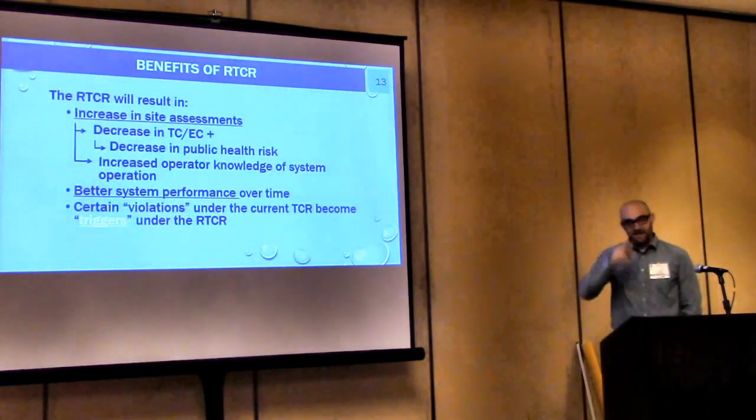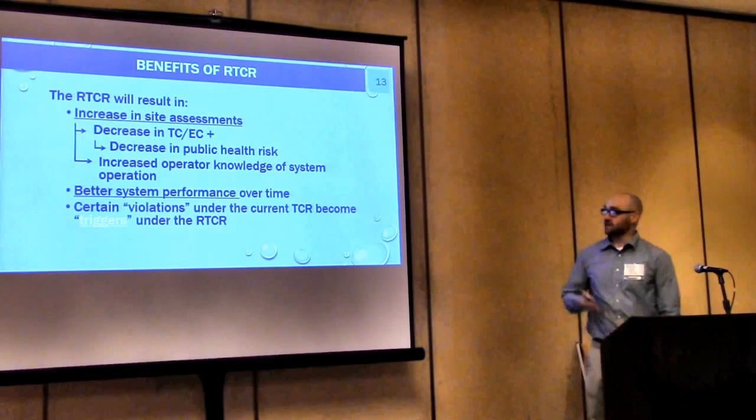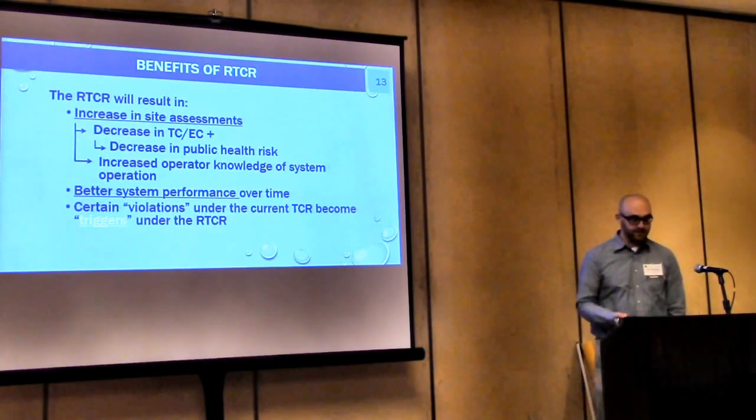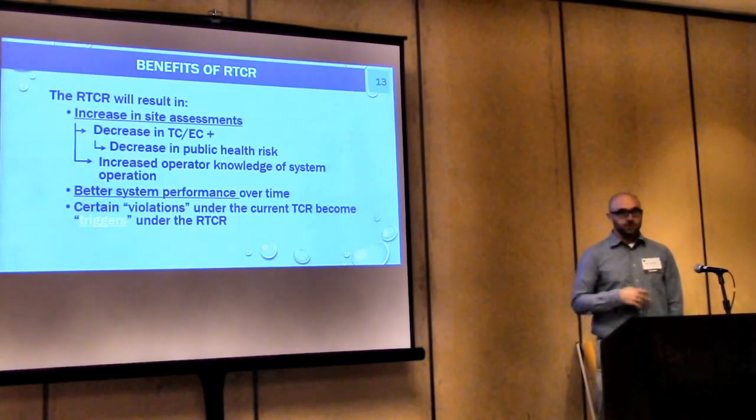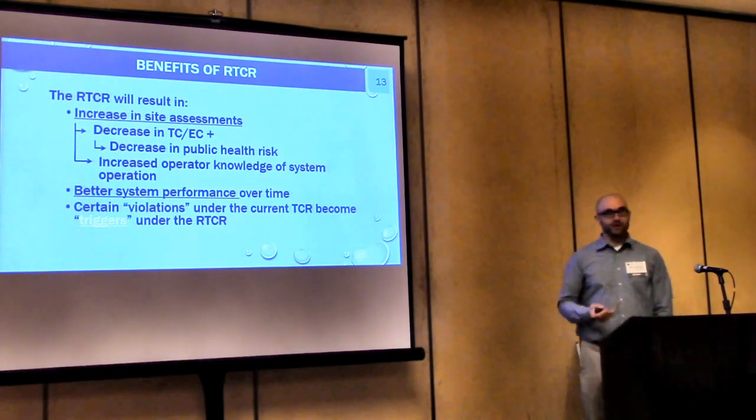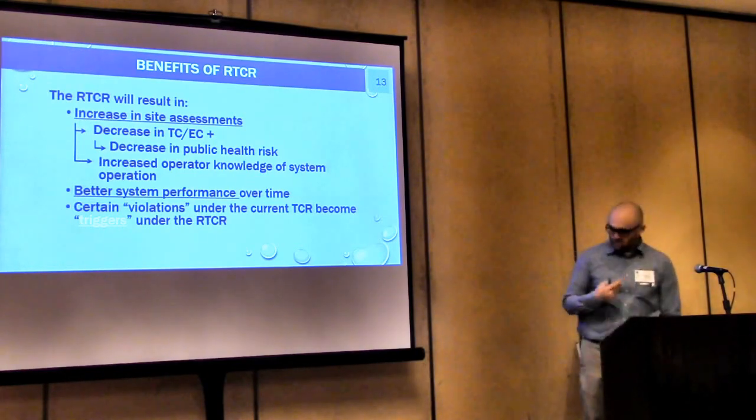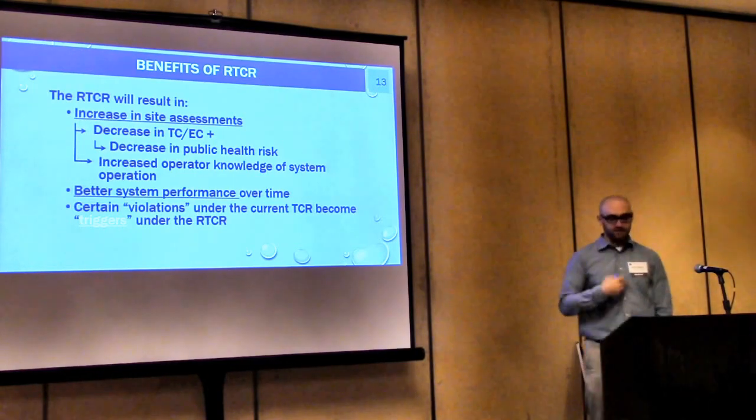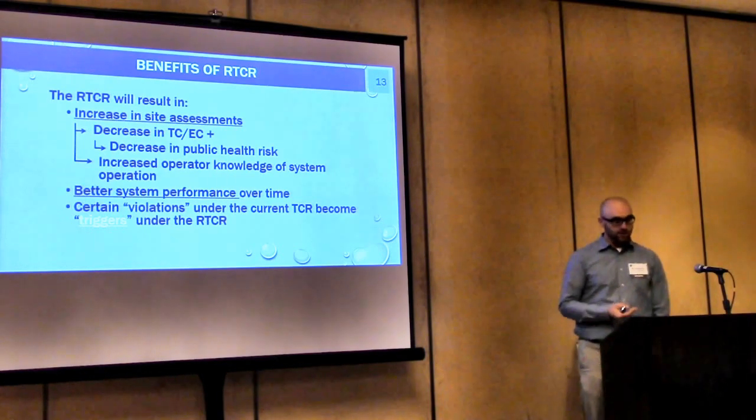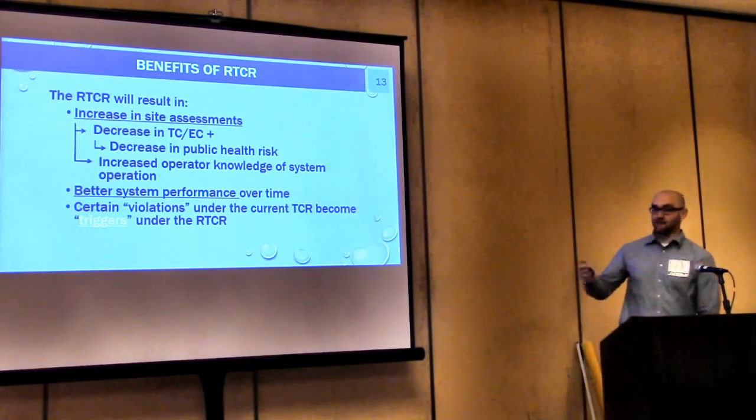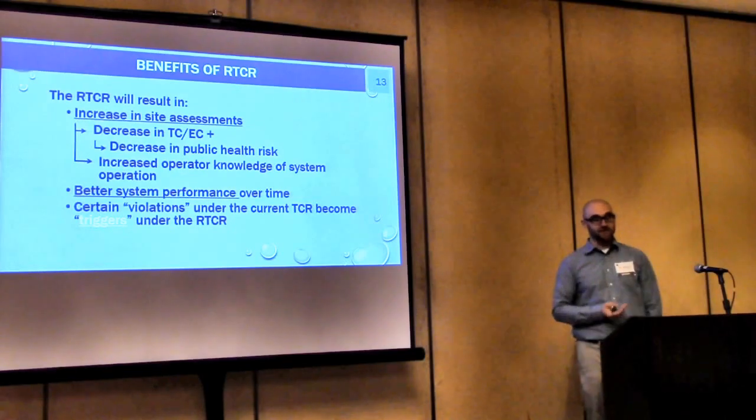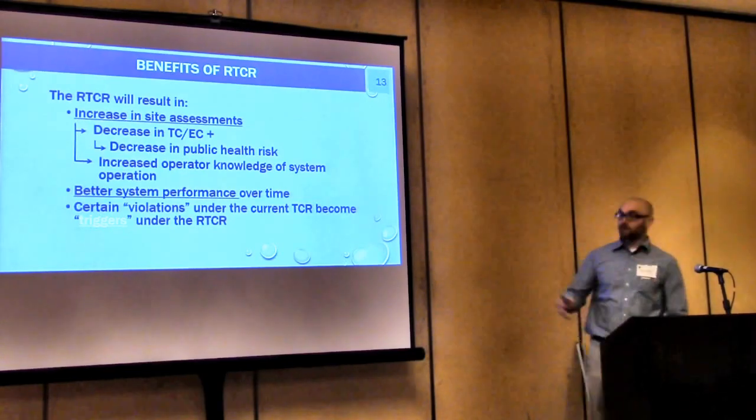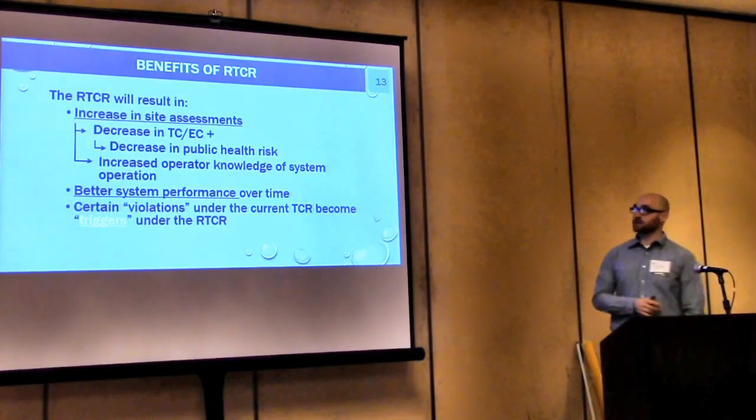So the EPA sees the benefits of the RTCR through this. So the logic is, at least initially, when systems get positives, there'll be an increase in site assessments. Systems will assess the pathways and fix the defects, which will result in a decrease then in future total coliform and E. coli positives over time, which then therefore means there's a decrease in public health risk.